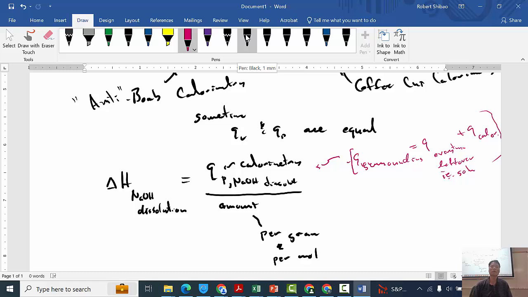So once we have this per gram, we can predict it. If I had 10 grams, how much heat? If I had 30 moles, how much heat? And so delta H is extremely useful for calculations, for predictions. And so this would be called the enthalpy of sodium hydroxide dissolution. We call it the enthalpy of, and this one, P.